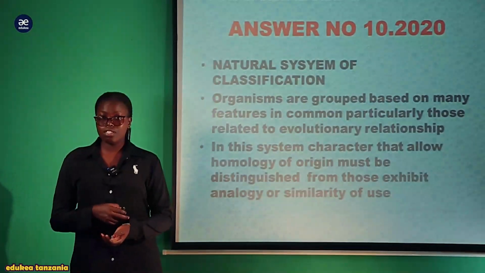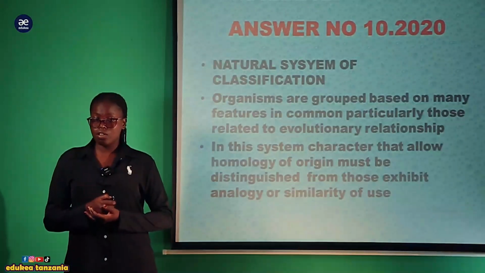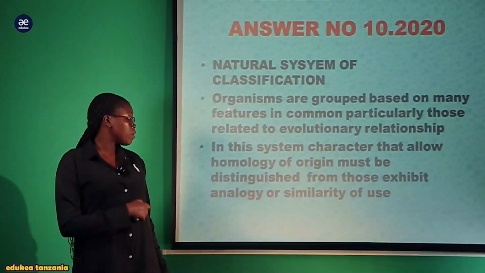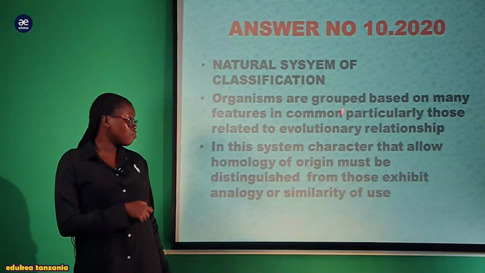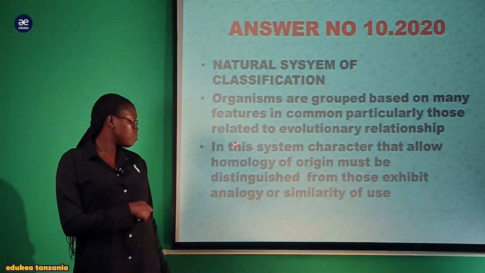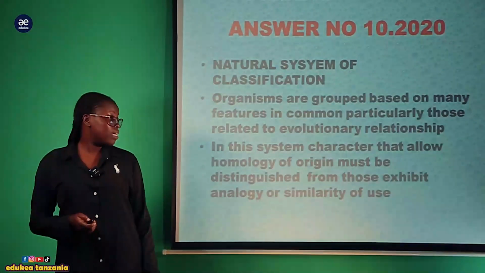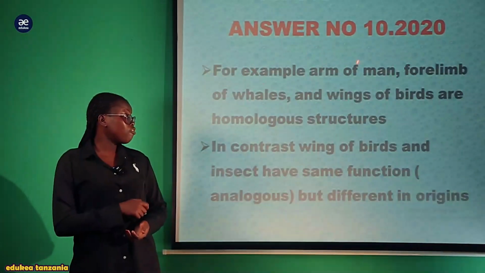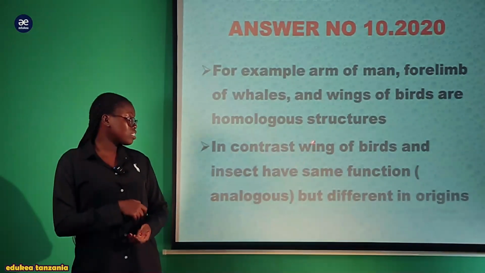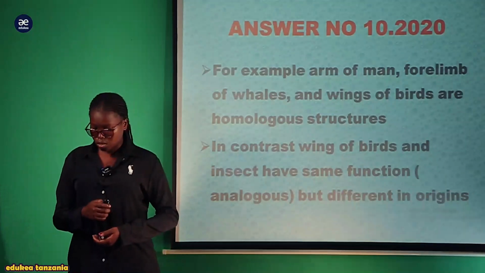The second one is the natural classification system. This is a process of classification that uses both internal and external features to group organisms. Organisms are grouped based on many features in common, particularly those related to evolutionary relationship. In this system, characters that show homology of origin must be distinguished from those exhibiting analogy, or similarity of use. For example, the arm of man, the forelimbs of a whale, and the wings of a bird are homologous structures, while the wings of birds and insects have the same function, though analogous but different in origin.